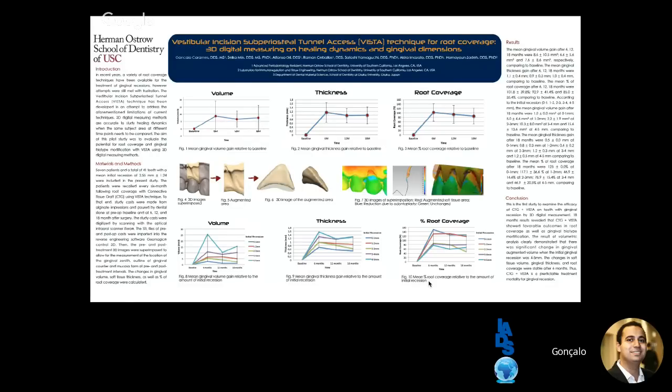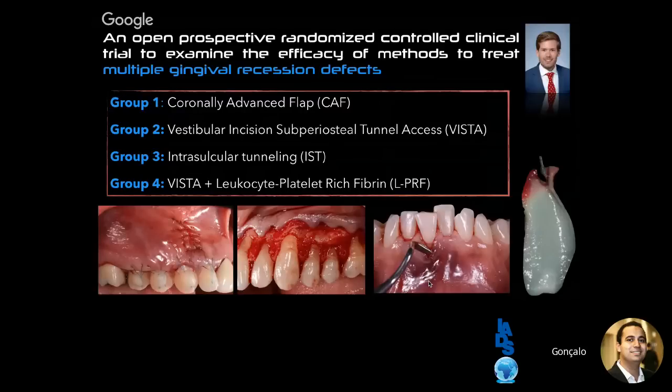And with those impressions, we scan the impressions and the casts, and we import those files to a software called Geomagic. What we are able to do is superimpose those casts and measure the changes in terms of volume and thickness. We can accurately measure the percentage of root coverage. So there are many applications of this software. So this is one of the studies that I've done.